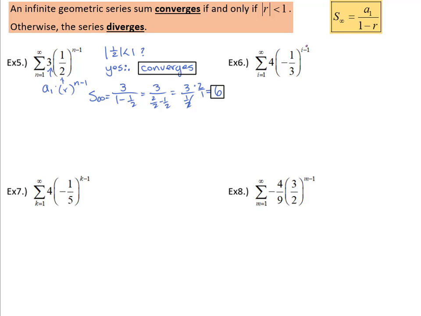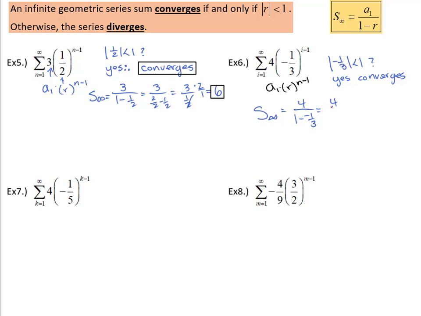Okay, let's try our next one. Once again, we have the same form. We have the first term times r to the n-1. So we can identify our first term as 4, and common ratio is -1/3. So is the absolute value of -1/3 less than 1? Yes. So this also converges. Okay, so let's find its infinite summation. The sum here, as we go to infinity, is our first term over 1 minus the common ratio, -1/3.